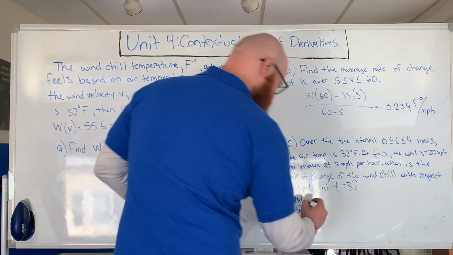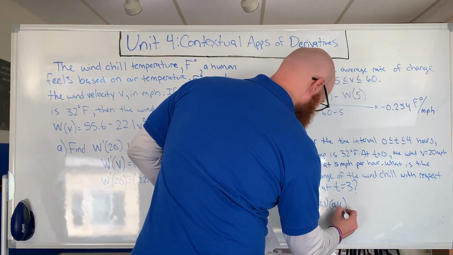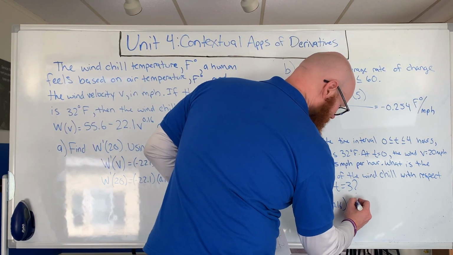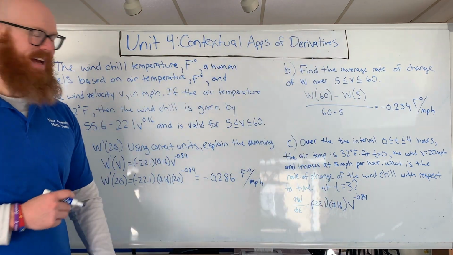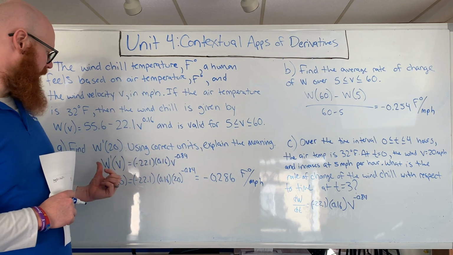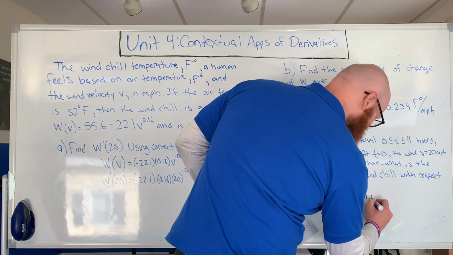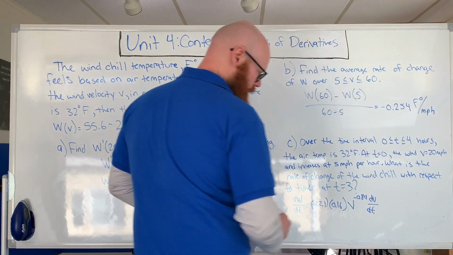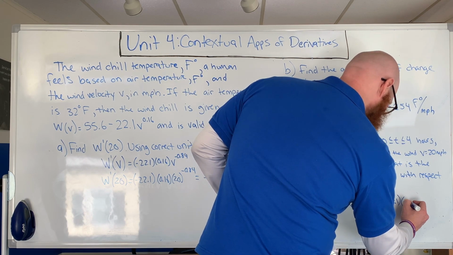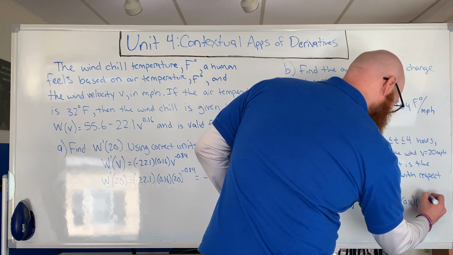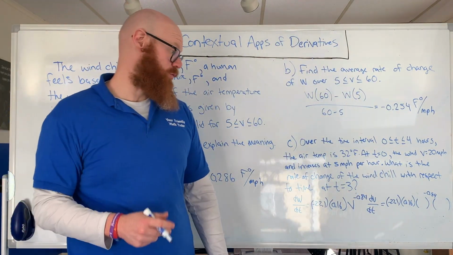That's negative 22.1 times 0.16 times v to the negative 0.84. But we have to now remember, we're taking the derivative with respect to time. So whereas up here we could just stop because we were taking a derivative dW/dv essentially, here with respect to time we have to multiply by dv/dt. So this ends up being negative 22.1 times 0.16 times something to the negative 0.84 times something, which is dv/dt. So those two somethings is what I really want to talk about.